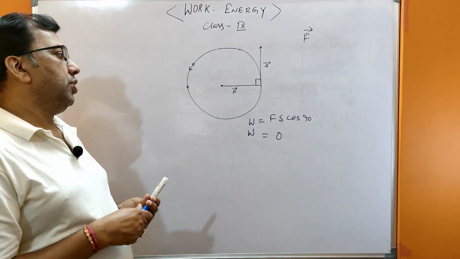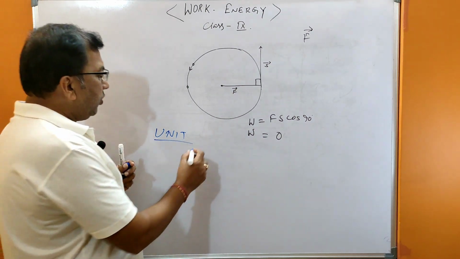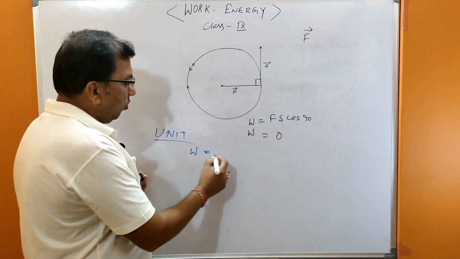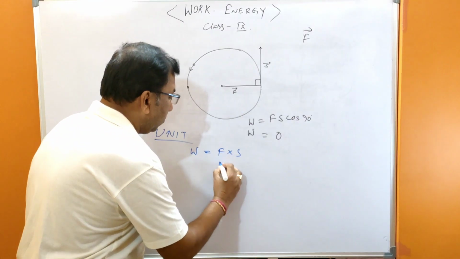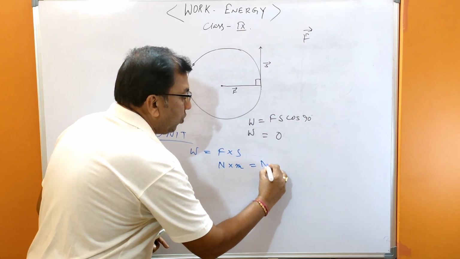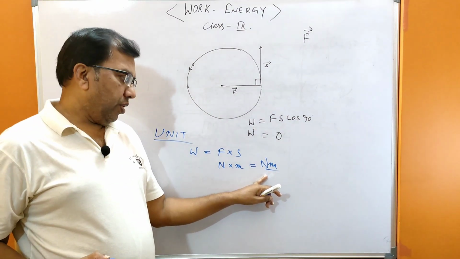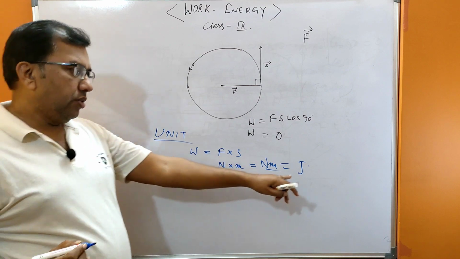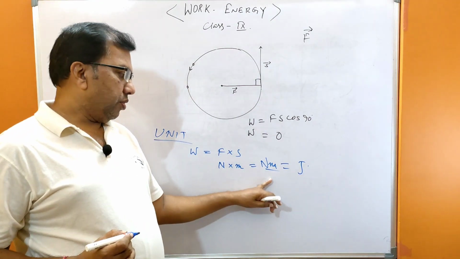Next comes the last portion, the unit of work. What is the SI unit? W equals F into S. The unit of force is Newton, and the unit of displacement is the meter, so the unit of work is Newton meter. The SI unit of work is Newton meter, and it is also known as joule. The British scientist James Prescott Joule was honored by naming the unit after him.